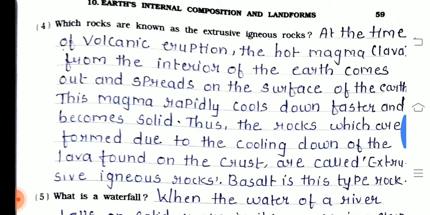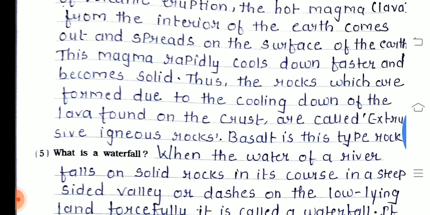Fourth one, which rocks are known as extrusive igneous rocks? At the time of volcanic eruption, the hot magma, lava, from the interior of the earth comes out and spreads on the surface of the earth. This magma rapidly cools down and becomes solid. Thus, the rocks which are formed due to the cooling down of the lava on the crust are called extrusive igneous rocks. Basalt is a type of rock.